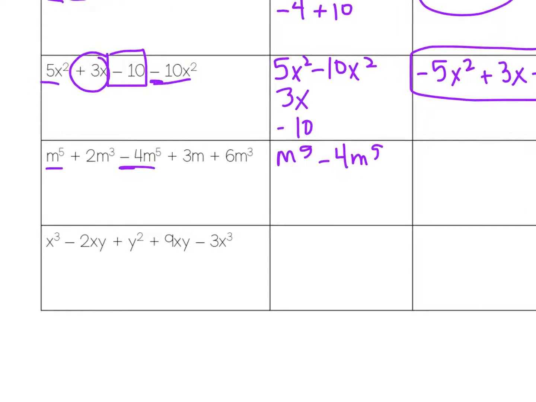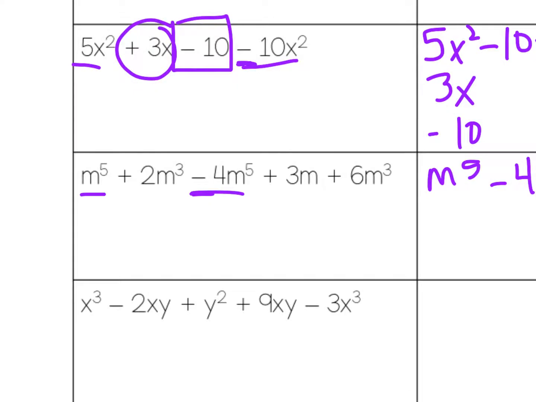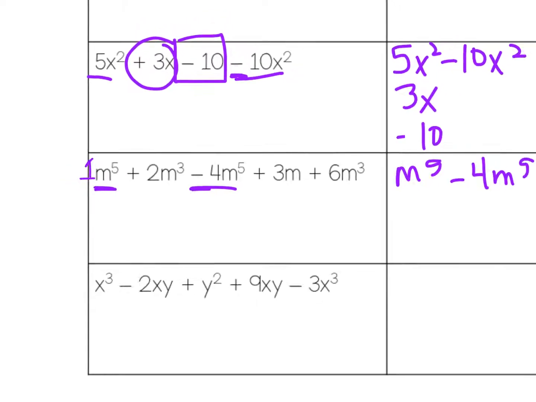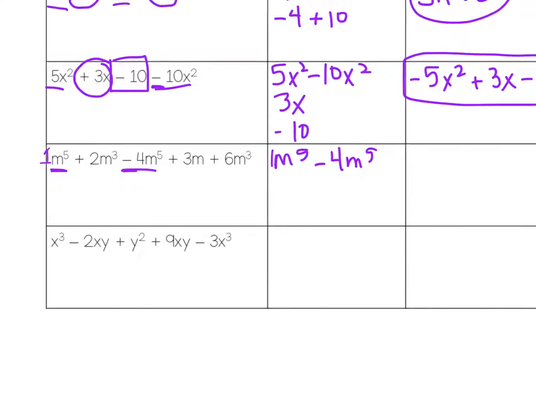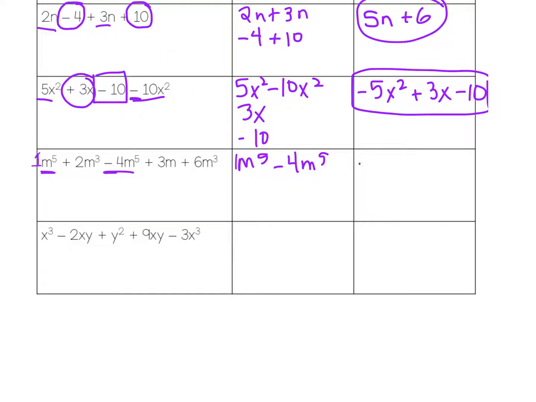So with these, you have to be careful. I'm going to zoom in a little. Whenever you see a letter that's just by itself, like our first term, we have to remember that there is an invisible 1 in front of it. So when we do our math, it's going to be 1 minus 4, which gives us negative 3.